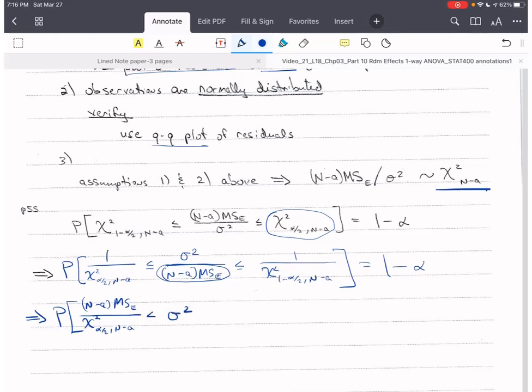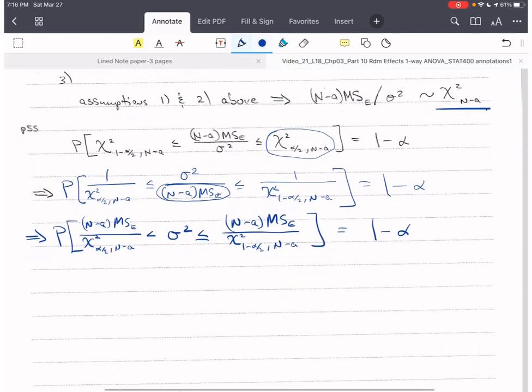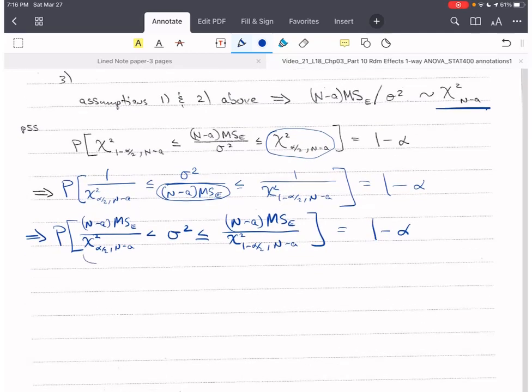I'll have sigma squared in the middle, and then I'll have n minus a times the MSE divided by the chi-squared 1 minus alpha over 2 n minus a. And that is still equal to 1 minus alpha, and therefore my confidence interval is this portion in the center. This is my 1 minus alpha times 100% confidence interval for sigma squared.